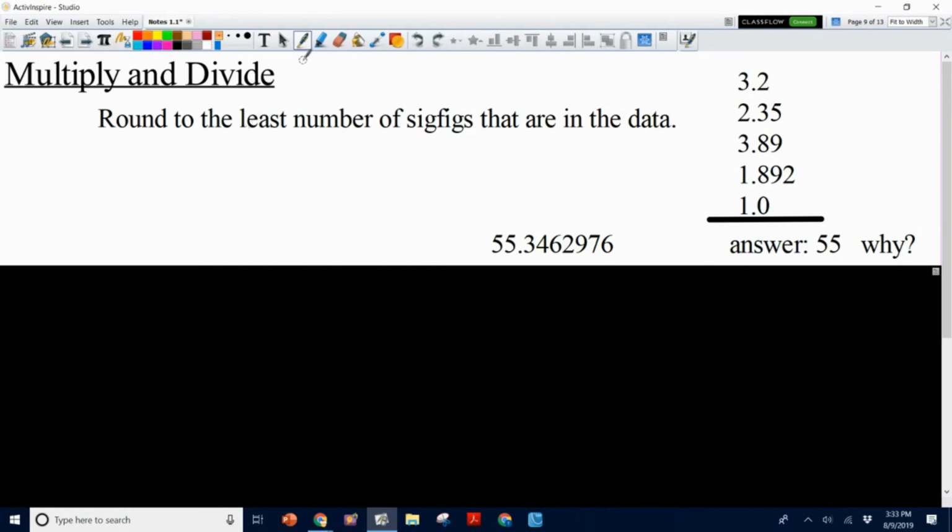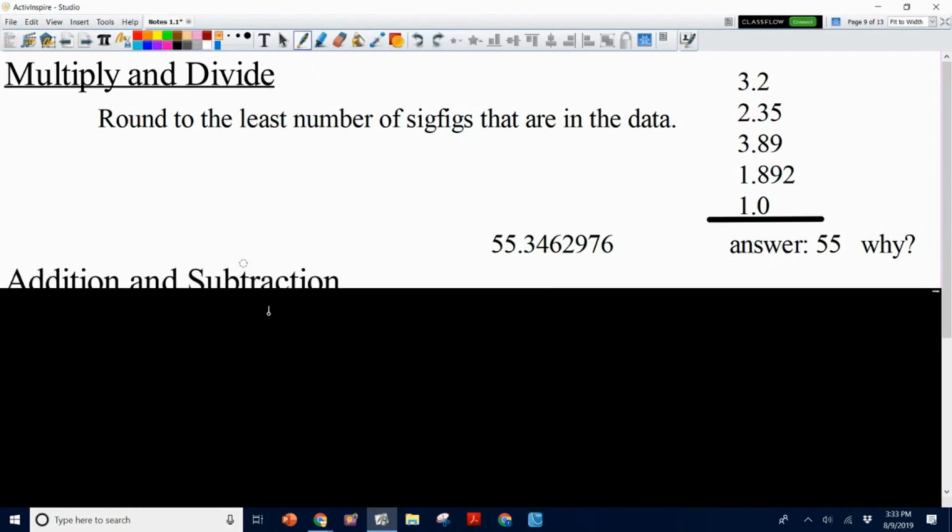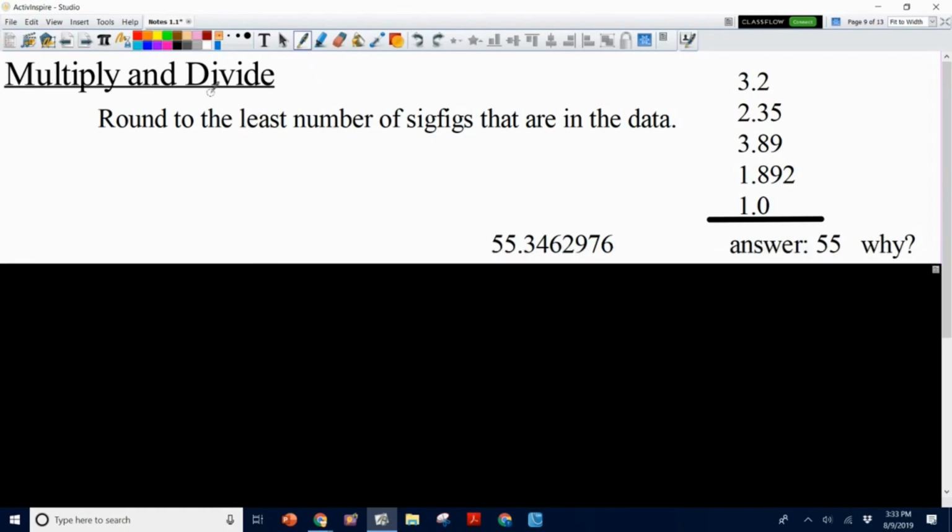Okay, back to multiplying and dividing. As I mentioned, there are 2 separate rules when you multiply and divide and when you add and subtract. So we're going to cover multiply and divide first. When you have a series of numbers that you're multiplying or dividing, the rule is you round to the least number of significant figures that are in your data. So here we have a set of data. We have 5 numbers we're multiplying. So when you multiply these out on your calculator, it's going to give you an answer of 55.3462976. If you were going to report this answer, it would be reported as 55.